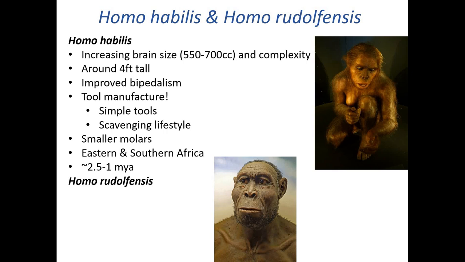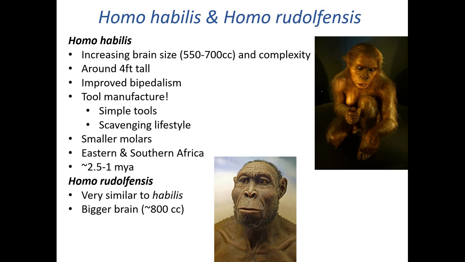Then there's Homo rudolfensis, which is very similar to habilis. In fact, the first fossil of rudolfensis that was found was actually mistaken for a Homo habilis fossil. Now we distinguish the two into separate species.